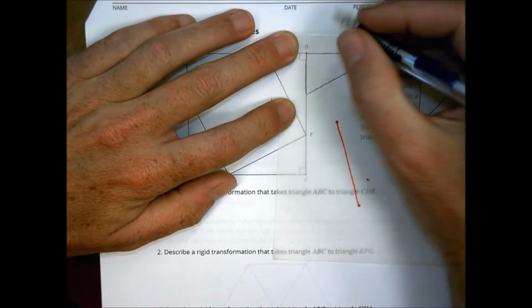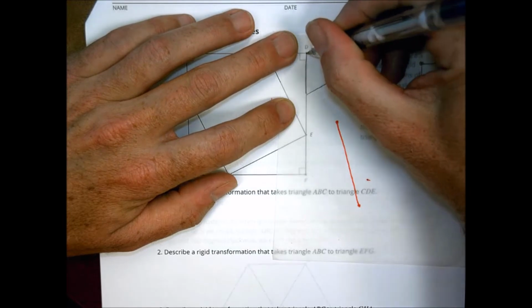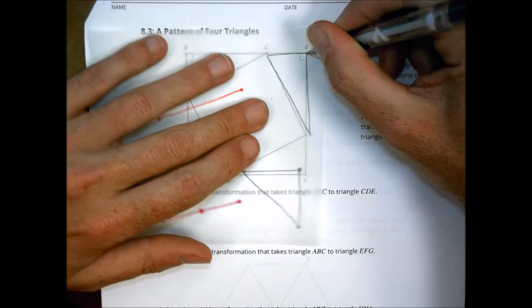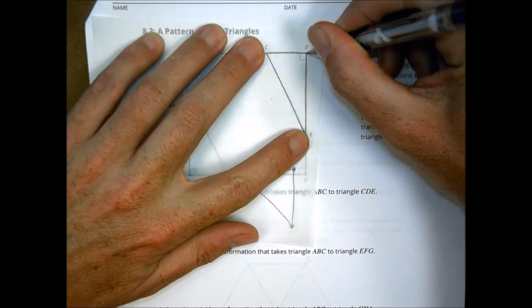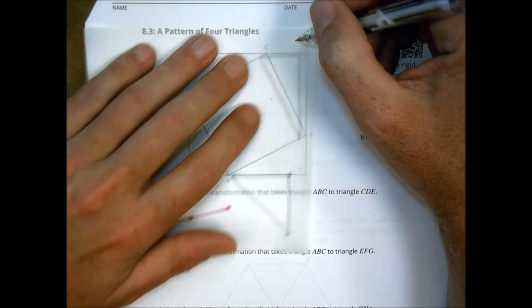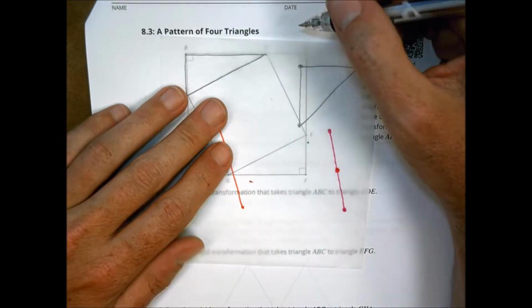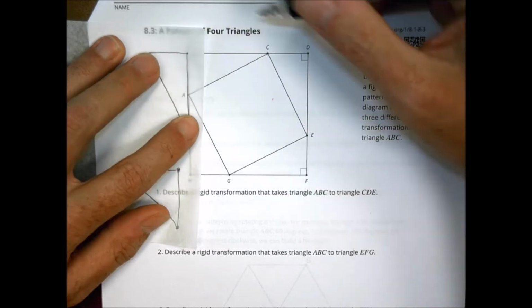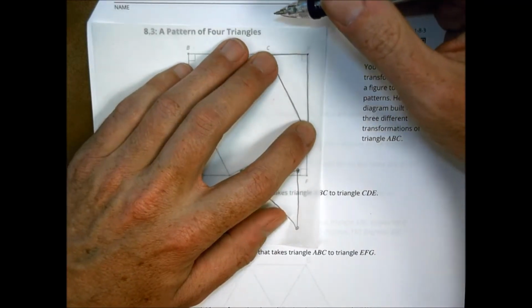And once you had B on top of D, you could do a 90-degree rotation with D as a center and end up with triangle CDE. That could work just fine. Are there other ways? Sure, there are plenty of other ways you could do that. You could have rotated it first, 90 degrees, whoop, and then done a translation B to D. That works just as well.